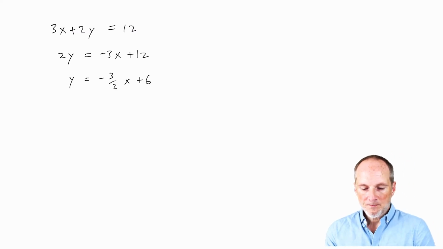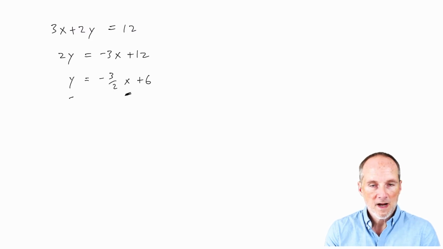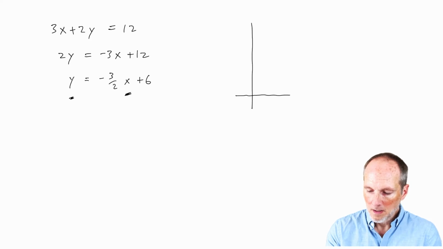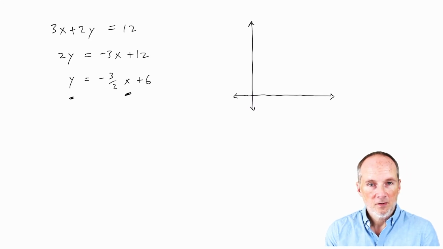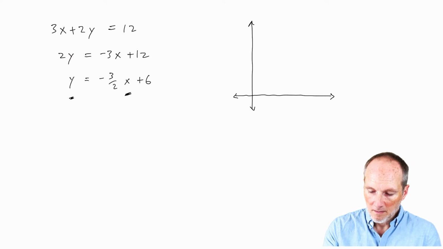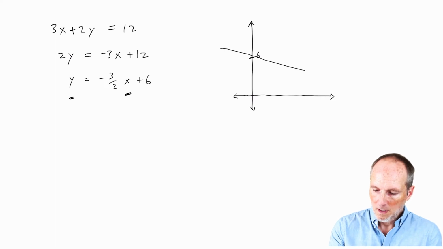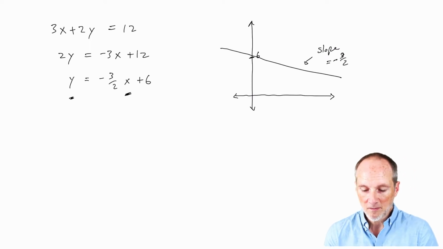And now I have this relationship. You can see for any value of x what y must be. We can think about that graphically. Now I'm going back to the Cartesian plane. And this is the equation for a line with vertical intercept 6 and slope -3/2. All right, so that's graphically the relationship that we solve for.